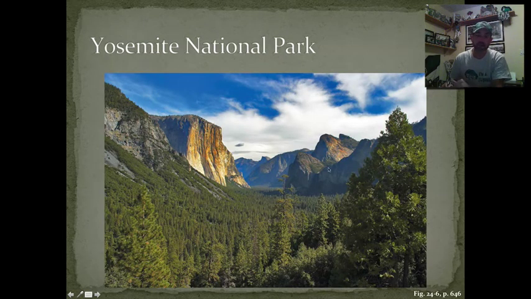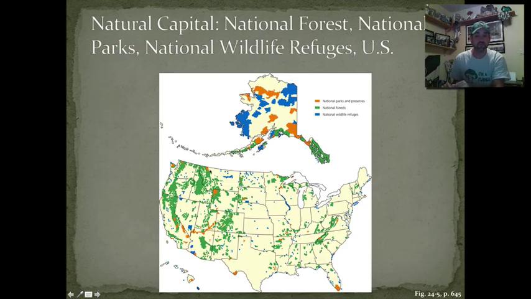Yosemite National Park, beautiful park. This is one that I have visited. I recommend going, thanks to John Muir and Teddy Roosevelt. If you look, here are all of our national parks throughout the United States. Most of them are out west of the Mississippi. Right here, I visited a few myself.